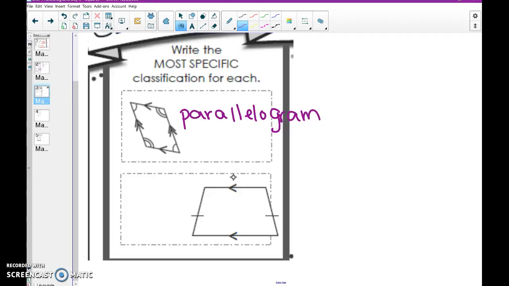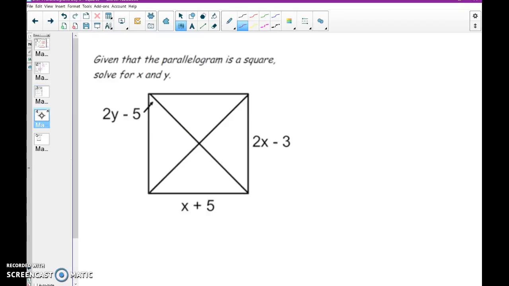Take a look at the one down here. We've got one set of parallel sides. Hopefully that's tripping a buzzer in your brain that it's got to be a trapezoid. Okay, moving on to a couple extra problems. These are ones we did in class together to get a little bit of algebra thrown in here.